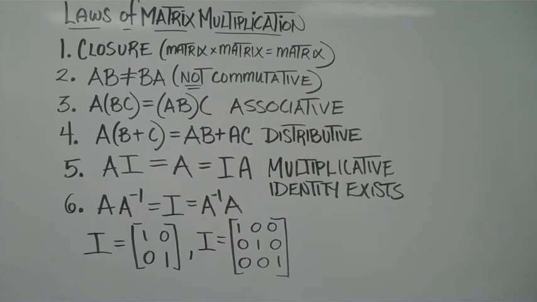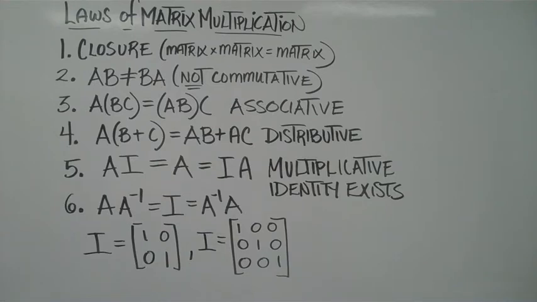We can now talk about the laws of matrix multiplication. We have closure because a matrix times a matrix is equal to a matrix. We do not have the commutative property because A times B does not necessarily equal B times A. We saw that before because of the different orders of the matrices, sometimes we cannot multiply them in forward and reverse order. We do have the associative property because A times the quantity B times C is equal to A times B times C. We do have the distributive property. A times B plus C is equal to AB plus AC.